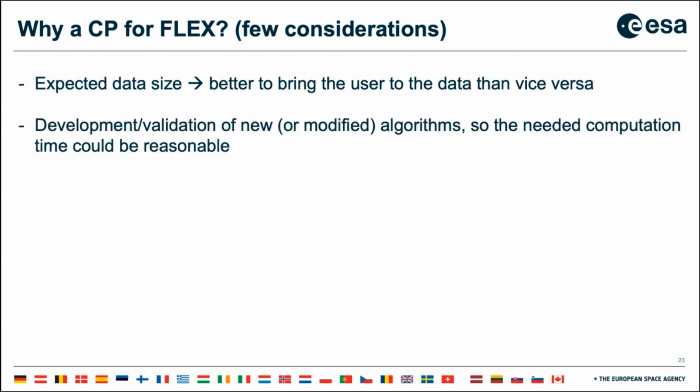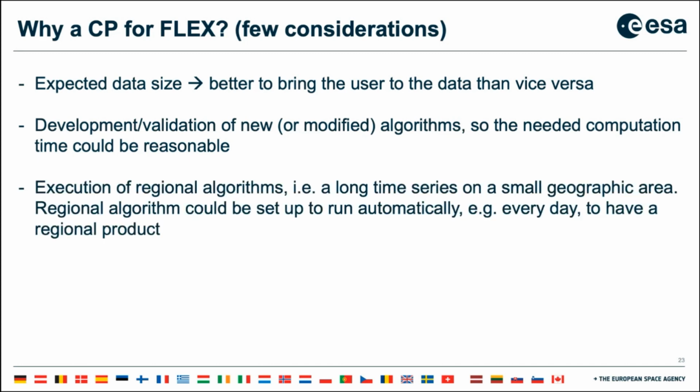The development and validation of new or modified algorithms can be done much faster in a collaborative environment. The execution of regional algorithms would not put any pressure on a user to commit resources, but can be directly done on the collaborative platform and can also be, for instance, set up to run automatically every day to have a regional product.